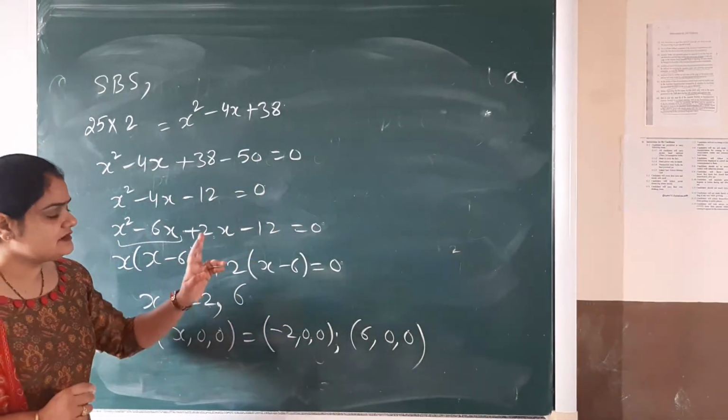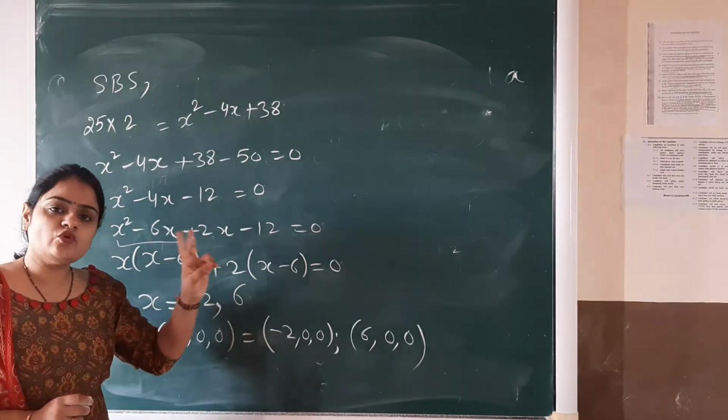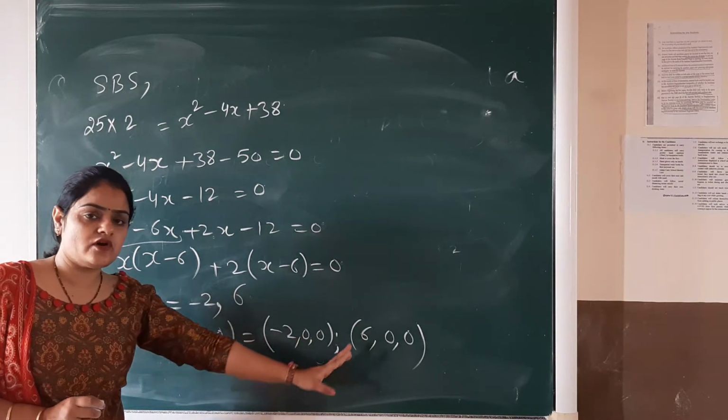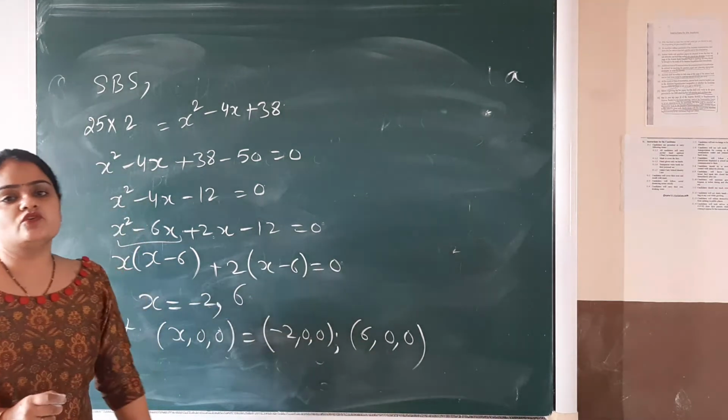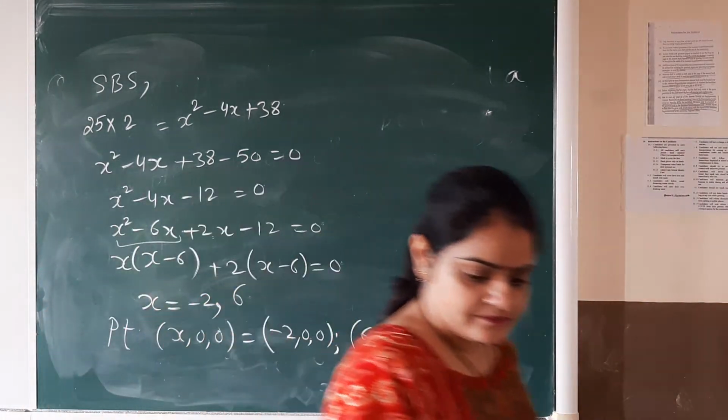That means wherever the distance is 5 from 2, there can be 2 points on the x-axis. One can be -2 comma 0 comma 0, or another point is 6 comma 0 comma 0. Hope this question is clear. Let's do one more question.